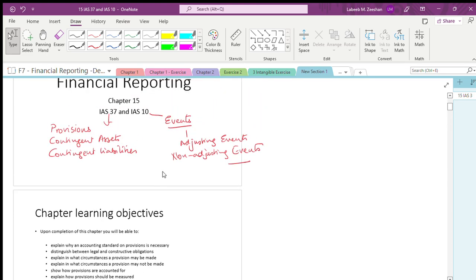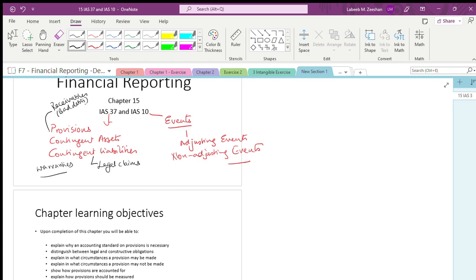Provisions, basically provisions. When we are talking about provisions, we are talking in terms of receivables, in terms of bad debts. Contingent liabilities are nothing but legal claims. We are talking in terms of warranties. Is it contingent? Maybe or maybe not.